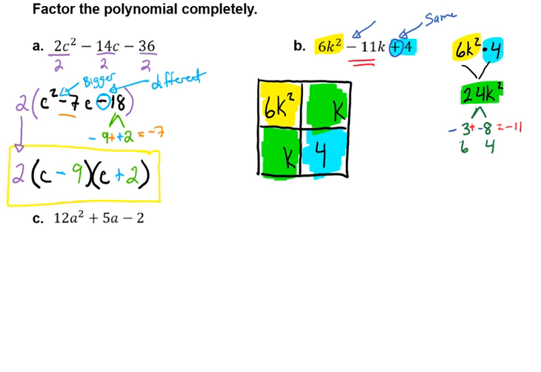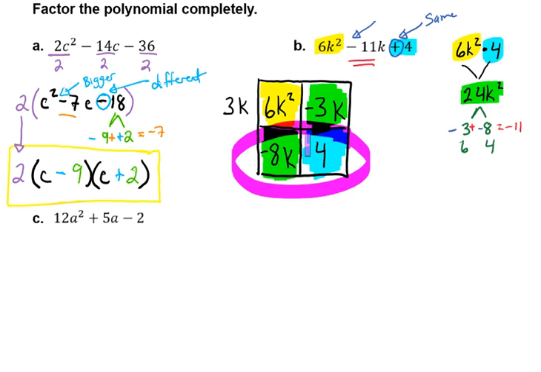So we'll use the negative 3 and negative 8, and it doesn't matter where we put those. So I'm just going to put the 3 here and the negative 8 there. And now we want to know, what exactly do both of those numbers have in common? So what does a 6k squared and a negative 3k have in common? Well, they both have a 3 in common, so we can take out a 3, and they both have a k. Now we want to know, what do those numbers have in common? And they both have a 4 in common.